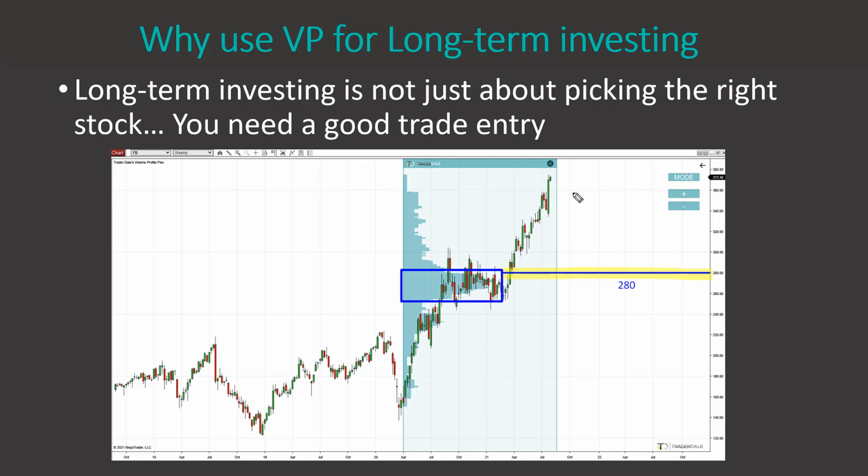What smart guys do, the big guys, is wait for a pullback. They wait for a discount and they purchase the asset they want to buy at certain important levels. Like for example, this one, heavy volumes, heavy volume area, very important level. So volume profile shows you good trade entries. That's why I like to use it with those long-term investments.